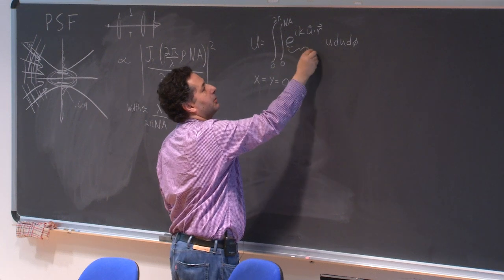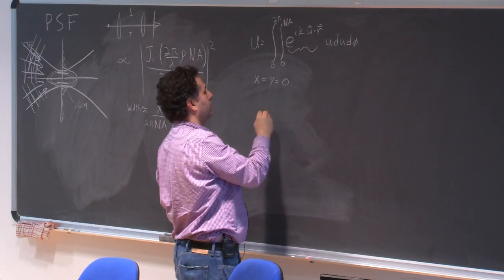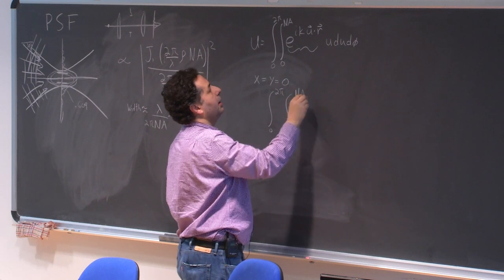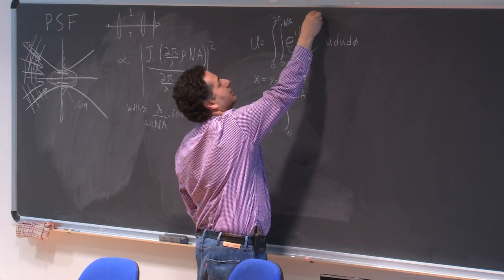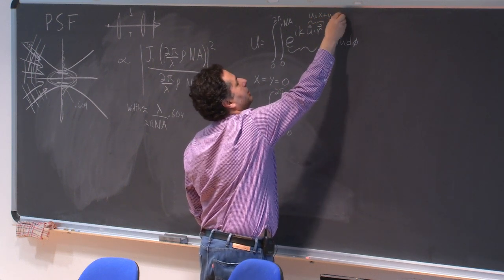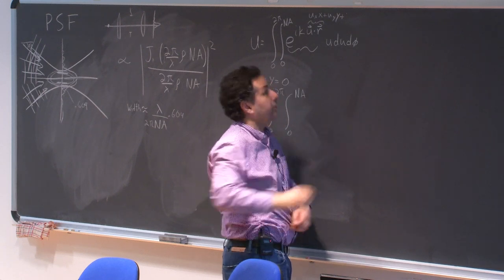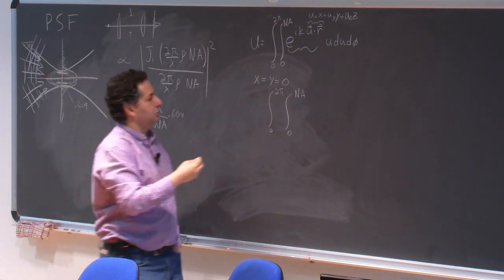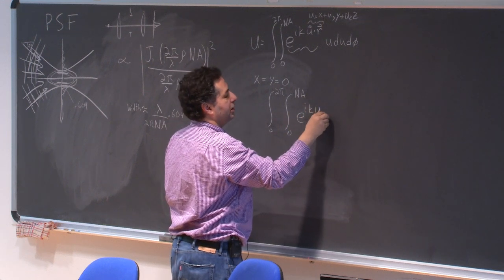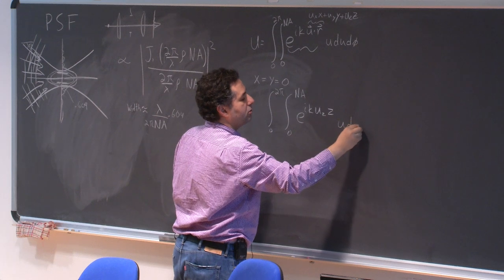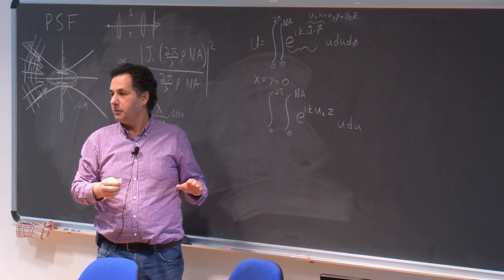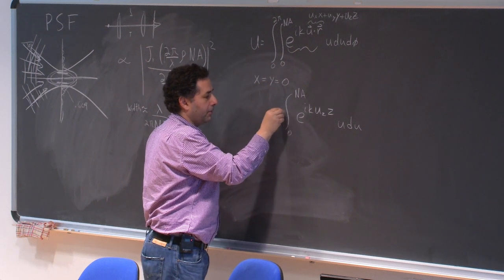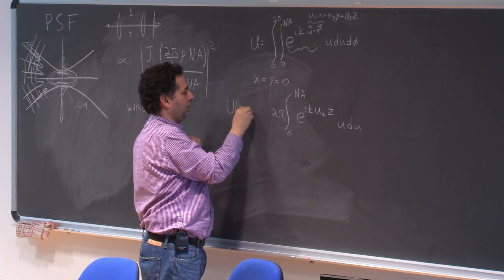What happens to this exponential? So I have 0 to 2 pi, I have 0 to NA. So what is this? This is ux times x plus uy times y plus uz times z. How many of those survive? Yeah, just e to the i k uz times z. Then u du. And what happens to the integral in phi? Nothing depends on that angle, so I replace this with 2 pi. So this is U at 0, comma, 0, comma, z.